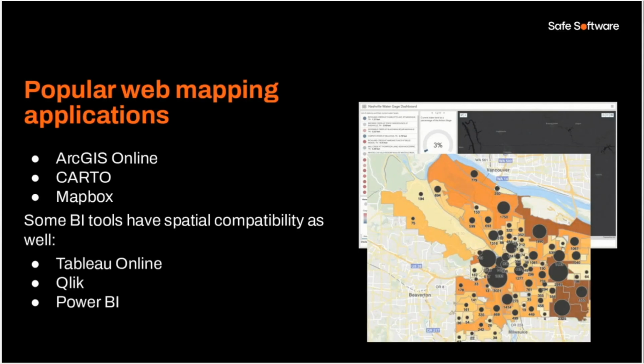It's also important to note that some business intelligence tools, or BI tools, will have mapping capabilities as well. These include Tableau Online, Qlik, Power BI, as well as Google Looker and SAP Analytics Cloud. The image shown here is from a BI webinar we did a few years ago using Qlik.